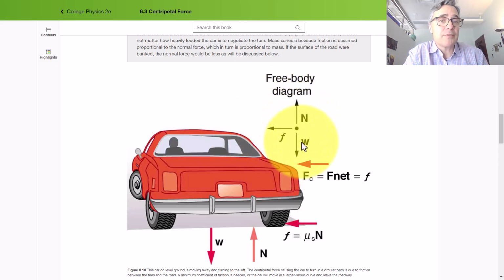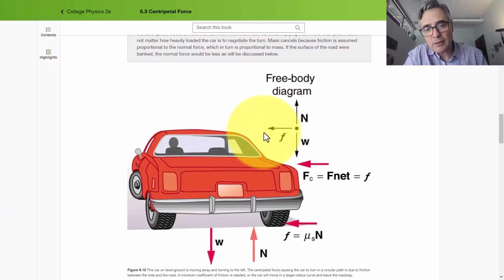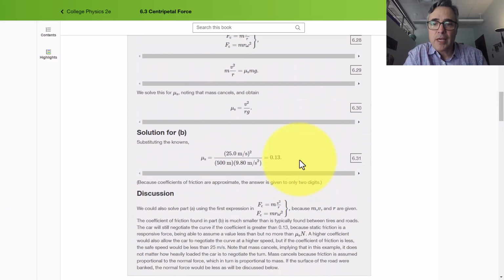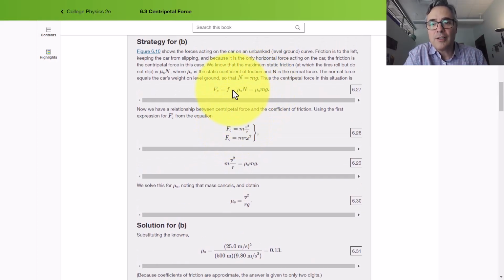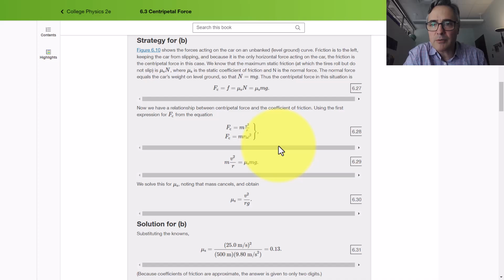The normal cancels the weight. There is no y component to the acceleration, but there is this leftward horizontal component, and that's given by the static friction. You can find out how fast you can turn without slipping by setting the static friction to be the maximum static friction when it's just about to slip. So that's what they do.